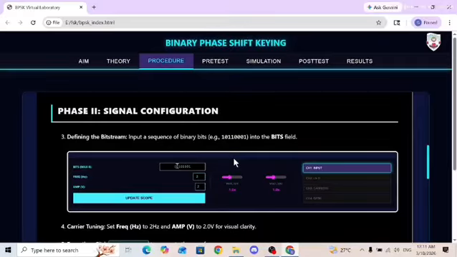For example, we can use a sequence like 10110001. Then we set the carrier frequency and the amplitude values. These parameters control the generated carrier signal.